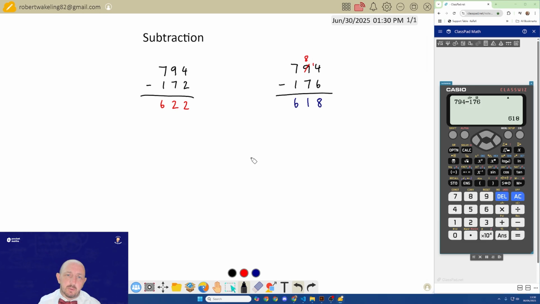So we'll try one more here. 794 minus 689. Okay. 4 take away 9 we can't do, so we're going to borrow from here and give that 1 to the 4 to make it a 14. 14 take away 9 is 5. 8 take away 8 is 0, and 7 take away 6 is 1, like that.